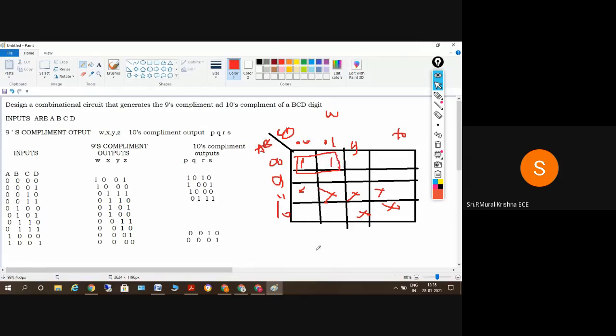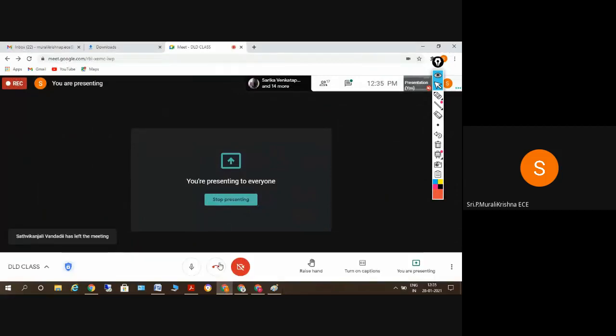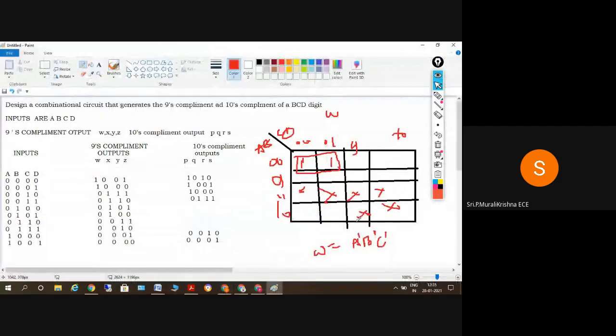So W will be equal to, this is this row term A bar, B bar, in the column term, so this grouping of these two, A bar, B bar, C bar. Clear? Yes or no? It's okay. So this is the 9's complement one. Okay, and this is W is equal to A bar, B bar, C bar.